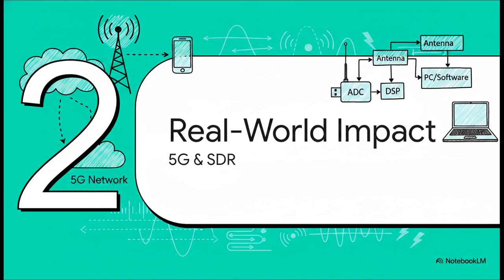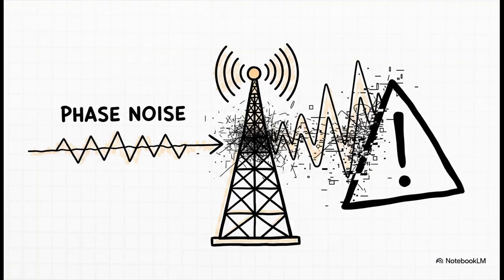Well, let's connect these kind of abstract problems to two pieces of tech that many of you know and use: the 5G network in your pocket and software-defined radio, or SDR, which is a huge tool for hobbyists and engineers. And here it is, the main takeaway. For all the incredible speed and power of 5G, it has a secret weakness. It is extremely sensitive to phase noise.